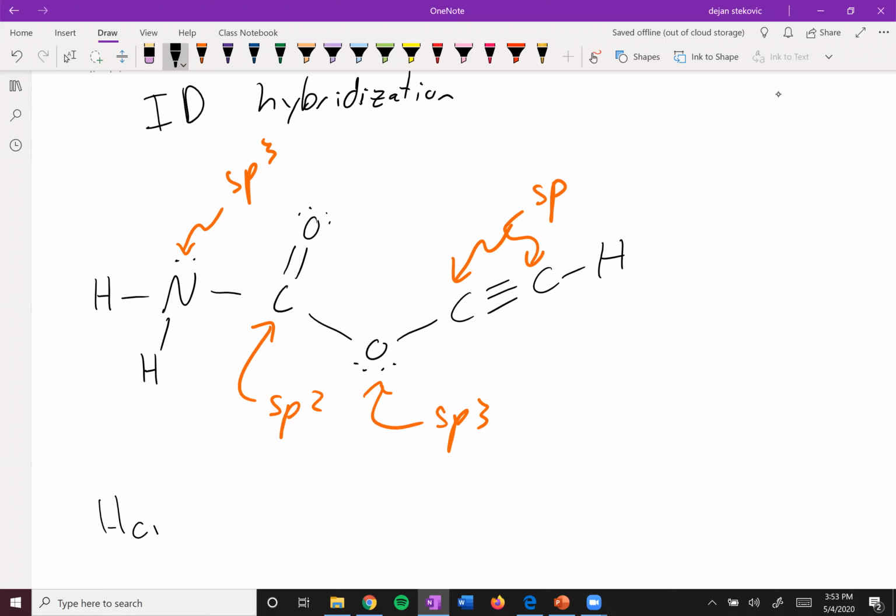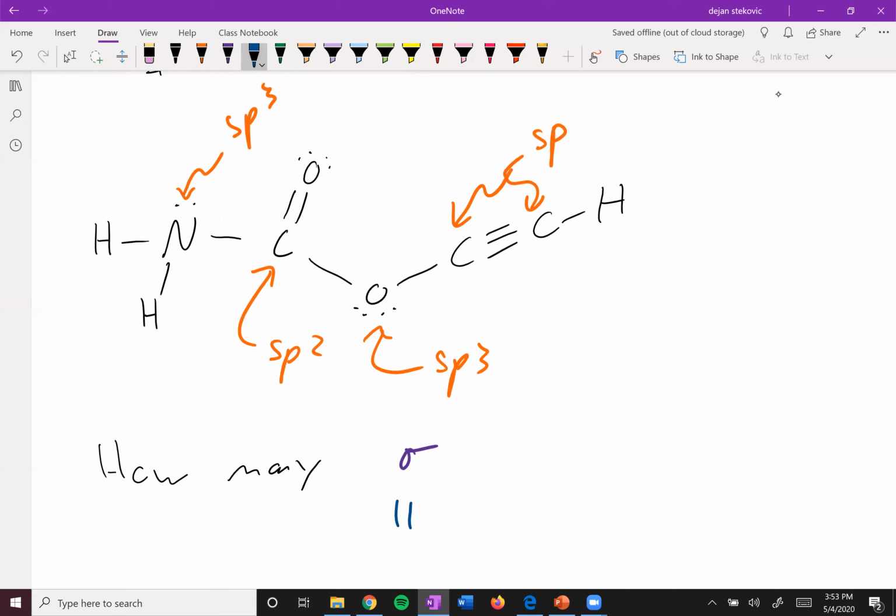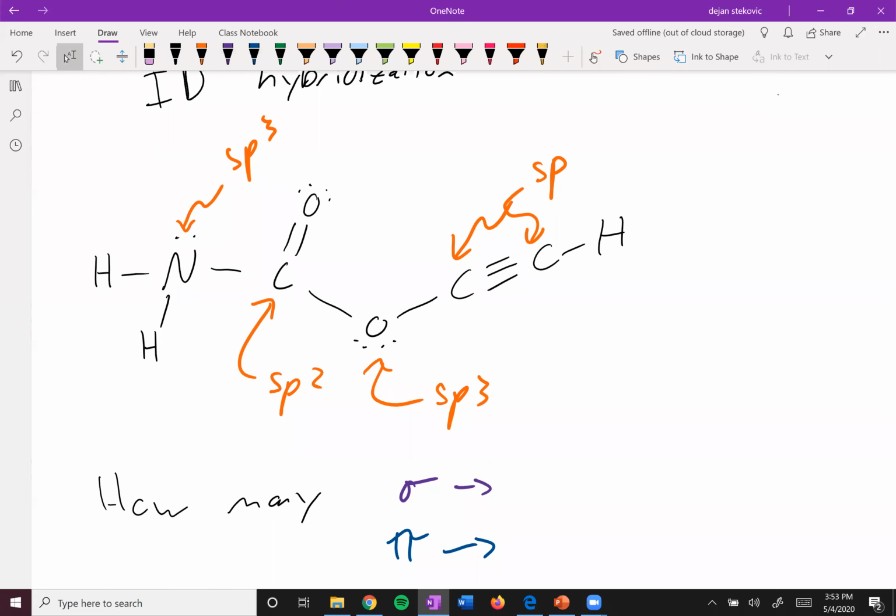Another thing you'll be asked is how many sigma bonds there are, and how many pi bonds there are. Remember, it always starts with a sigma bond for a single bond, and anything beyond a single bond is a pi bond. So when you think about how many sigma bonds there are, all you have to do is count how many single bonds there are. So 1, 2, 3, one of these, that's 4, 5, 6, only one of these, 7, and then 8. So there's 8 sigma bonds in this molecule.